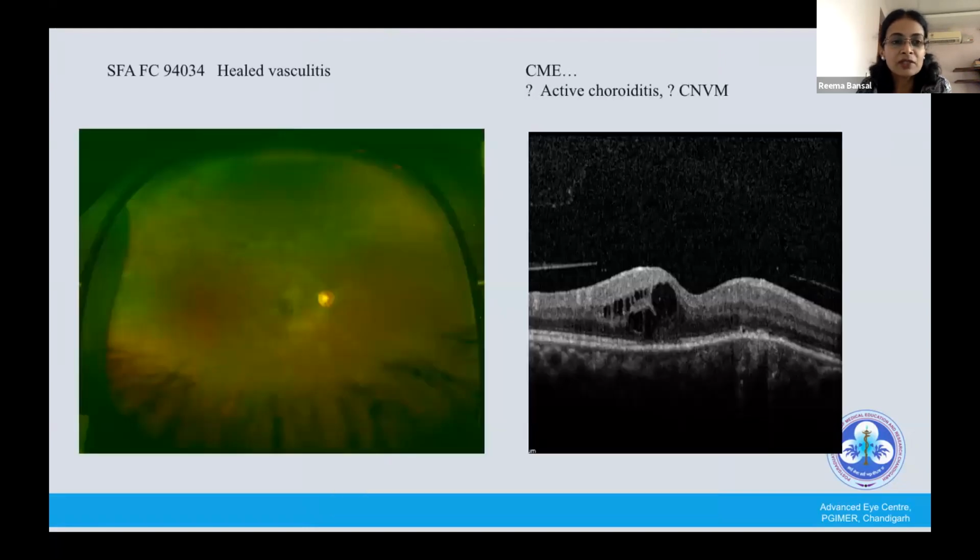A case of Eales vasculitis: you can see sheathing of vessels in the right eye and something going on in the macula. The patient just presents with subtle, non-specific ocular complaints. And when we do the OCT, there is cystoid macular edema. Now, is it a recurrence of choroiditis, or is there an underlying choroidal neovascular membrane?